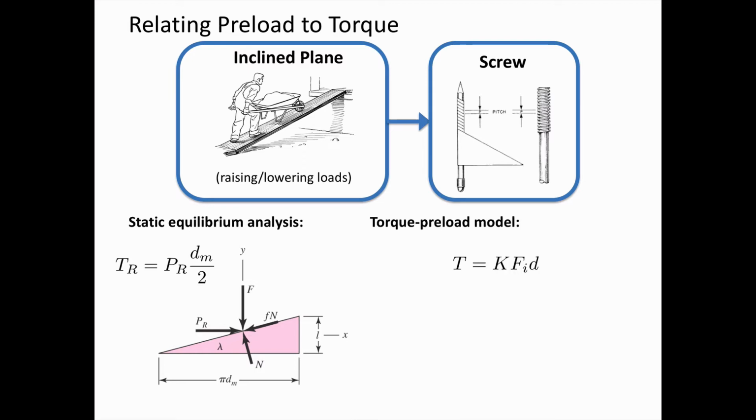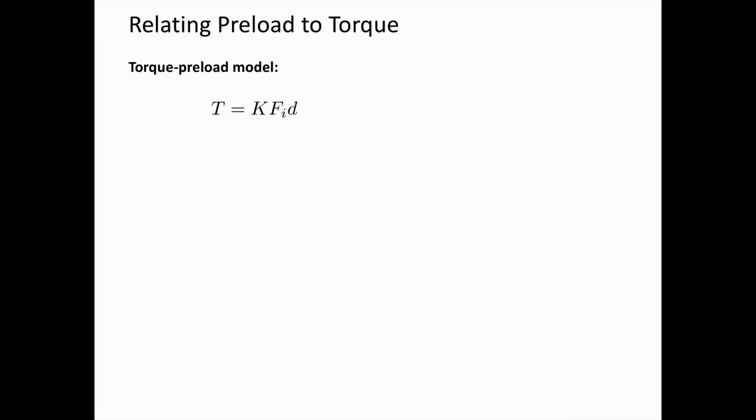One way of defining this torque preload model is with a linear coefficient k. So we say that the torque applied is equal to this coefficient k times the preload times the diameter. So this torque coefficient depends on bolt geometry and friction. Let's look at this in a little bit more detail.